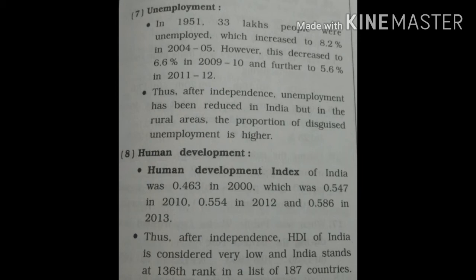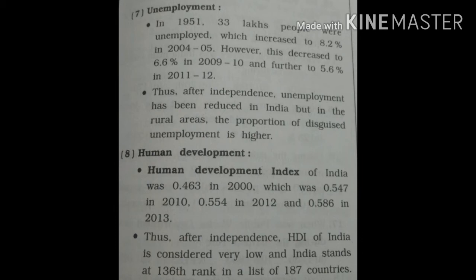India's HDI in 2000 was 0.463, in 2010 was 0.547, 2012 0.554 and in 2013 0.586. These measures of the HDI are very low. In 2013, India's rank was 136 in a list of 187 countries, which shows that India's HDI is very low.